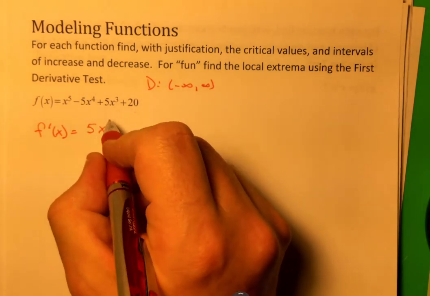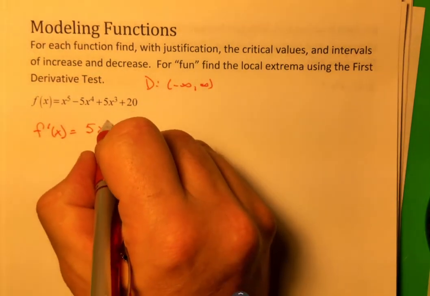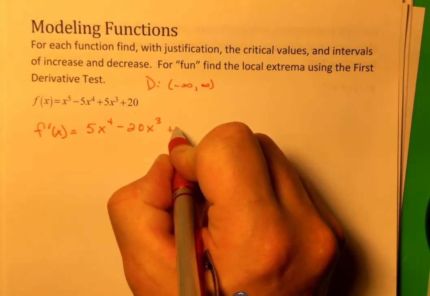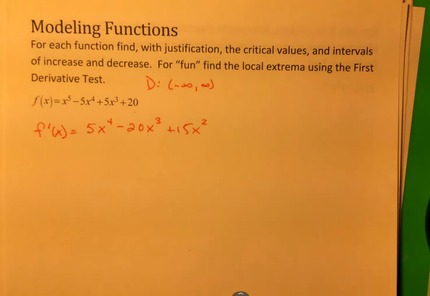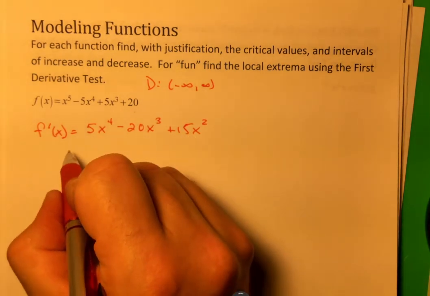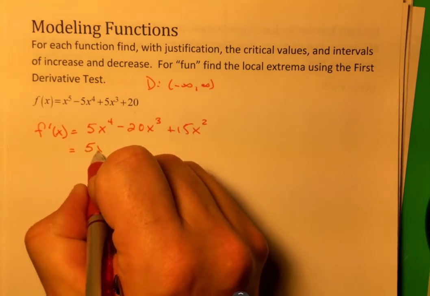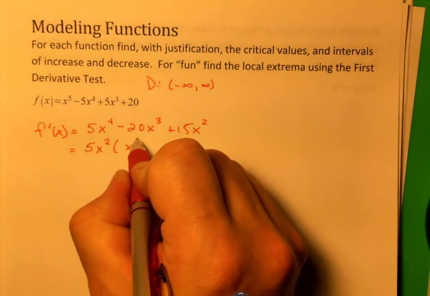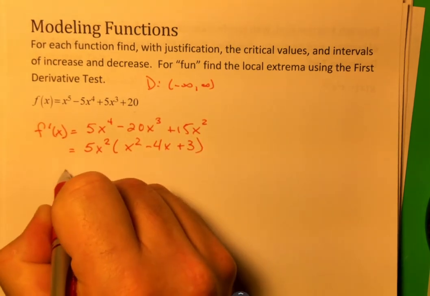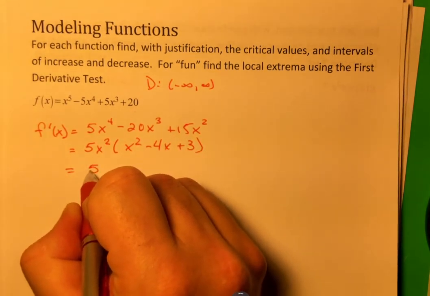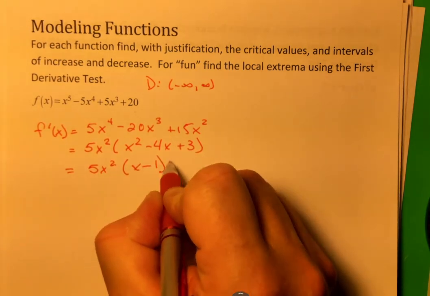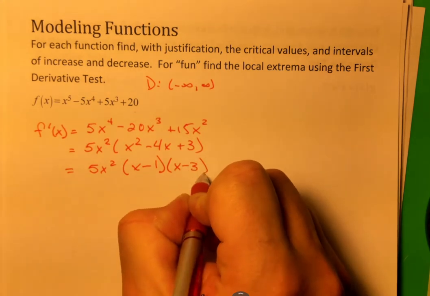The derivative of a sum or difference is the sum or difference of the derivatives, and I end up with a polynomial that is one degree less, and I don't believe I made any mistakes. When I look at that, the greatest common factor is 5x squared, so I'm going to factor that out. That's x squared minus 4x plus 3. That is 5x squared times x minus 1 times x minus 3.